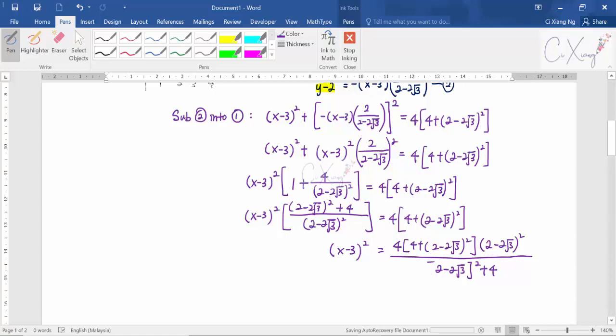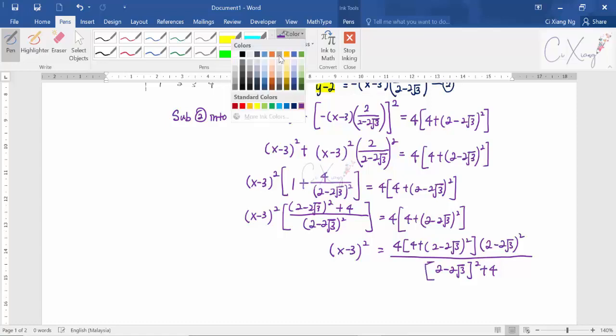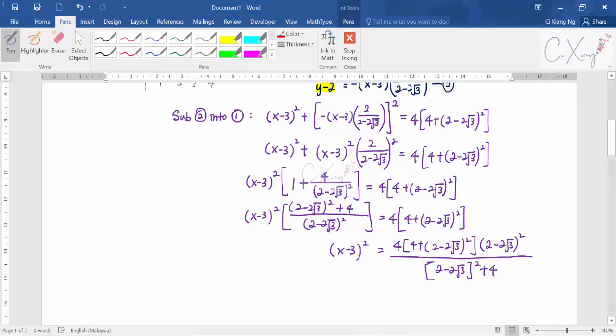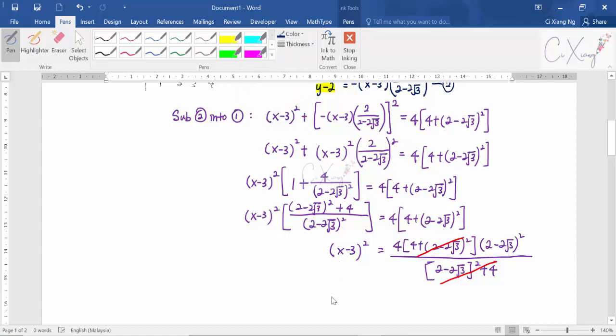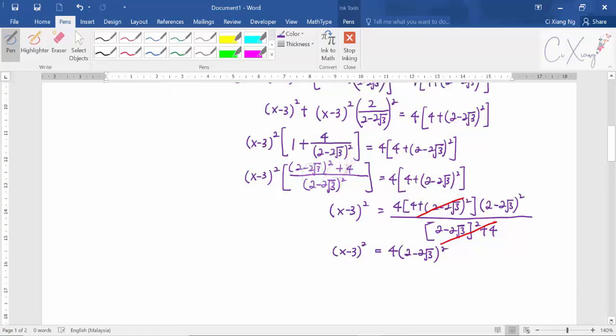Okay, so you can see that all my x is on the left already. Then if you have a look at what we have here, generally you will realize that this bracket, this whole thing, and this whole thing are the same. So you can simplify that. Which means after you simplify them, you have only (x - 3)² equals to 4 times (2 - 2√3)². Okay, so the 4 here, I can actually make it become 2². So everything is having a square now.